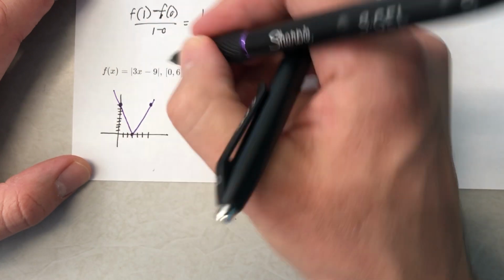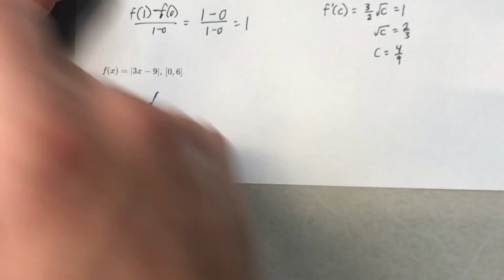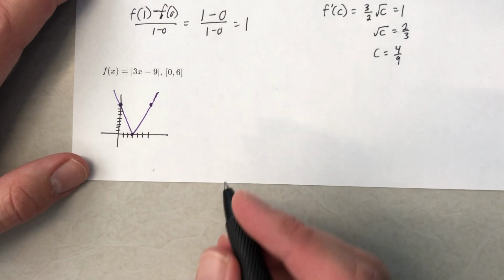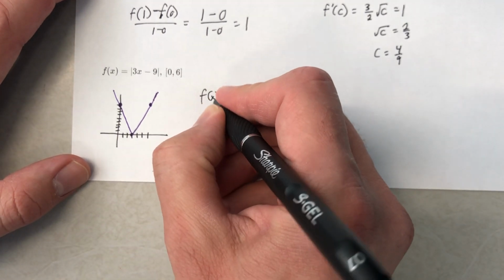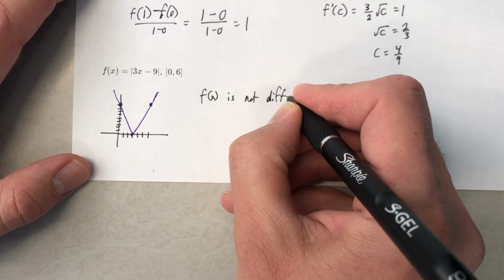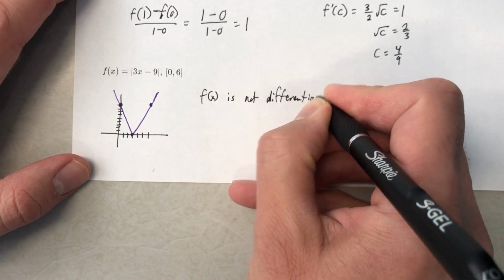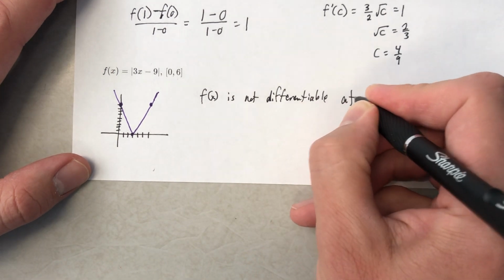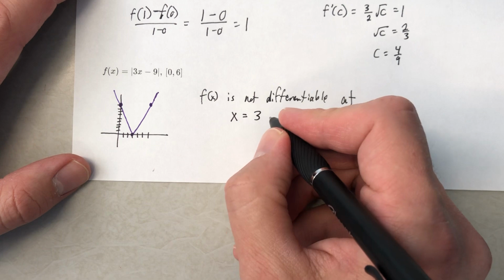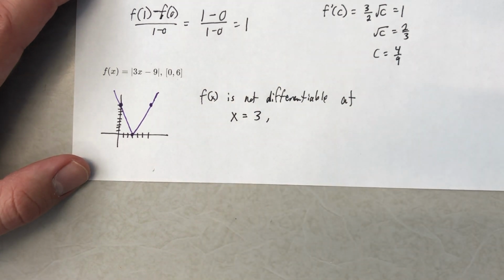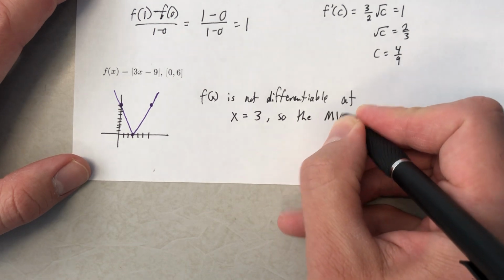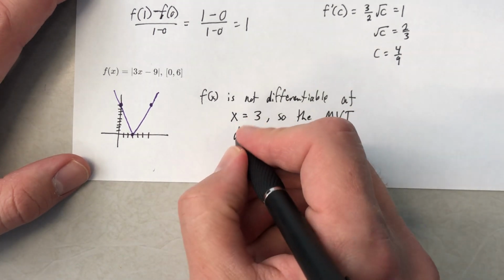And we have this. Therefore, this function is not differentiable. Continuous, yes, but not differentiable. So f is not differentiable at x equals 3. Or you could say it's not differentiable on the interval from 0 to 6. So the mean value theorem, you can abbreviate it, does not apply.